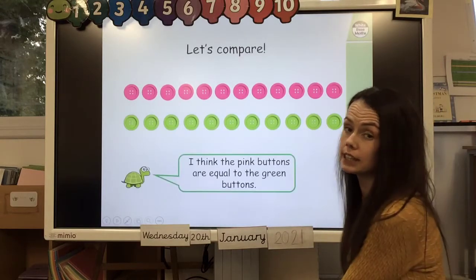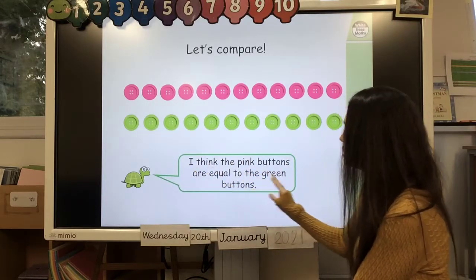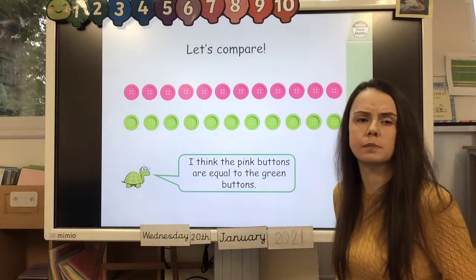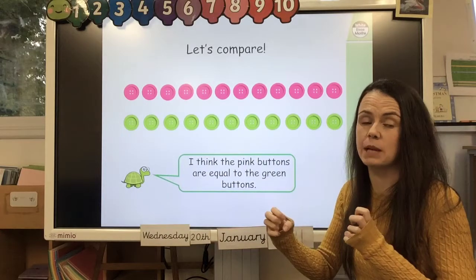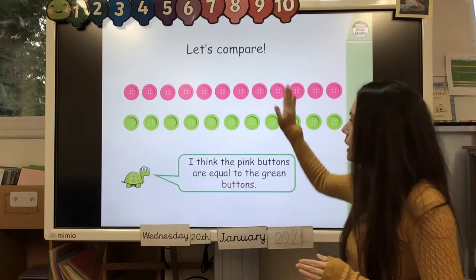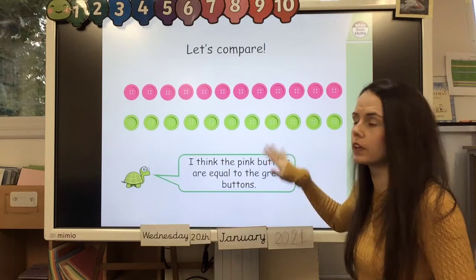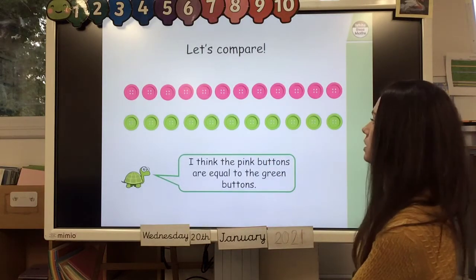Now Tiny is here and he says, I think that the pink buttons are equal to the green buttons. What does equals mean? Yeah, it's the same. Equals means it's the same. So Tiny thinks that the pink buttons are the same amount as the green buttons. Now, why do you think that, Tiny?